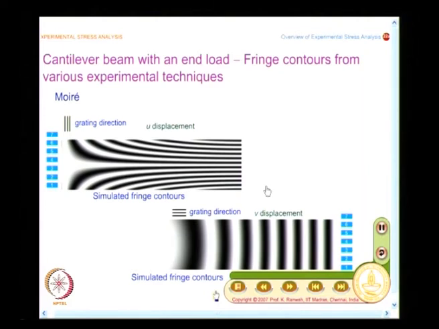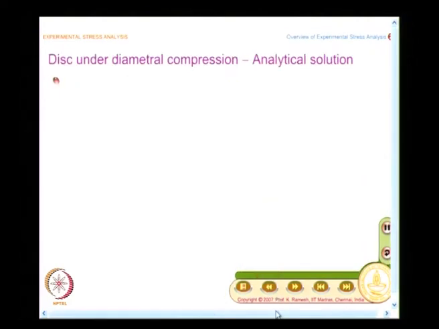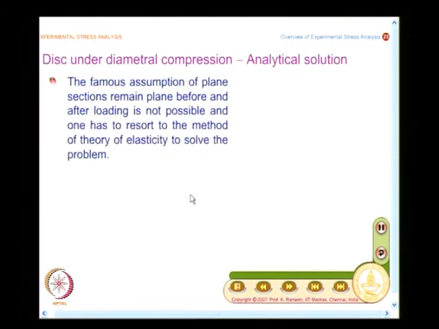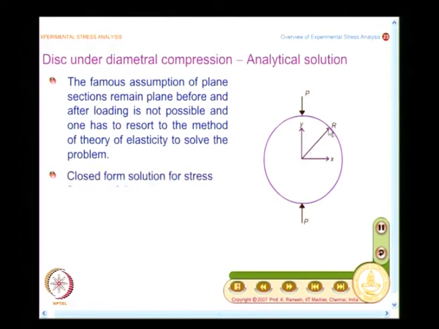Now, the next problem is we move on to disk under diametral compression, and that is what is shown here. I have the disk and the center of the disk is taken as the origin, I have x and y coordinates, and r is the radius of the disk. I have a diametral load P which is acting on it, and we will call this diameter as either capital D or small d, and for this problem you have closed form solution from theory of elasticity.